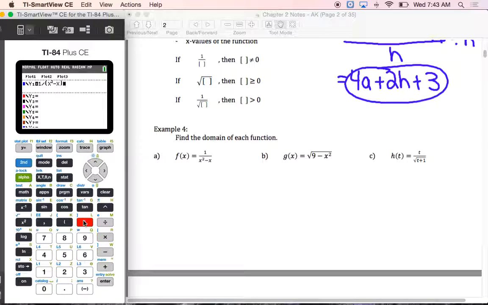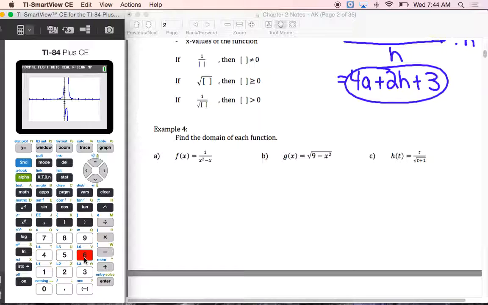And then end your parenthesis. Now you're going to hit graph. Remember, if you're looking at your graph and you cannot see anything, what you want to hit is your zoom number 6. Because if you share your calculator, or if anybody else has used your calculator before, it might not be in the correct viewing window for you. So zoom 6 always brings you back to the normal screen.